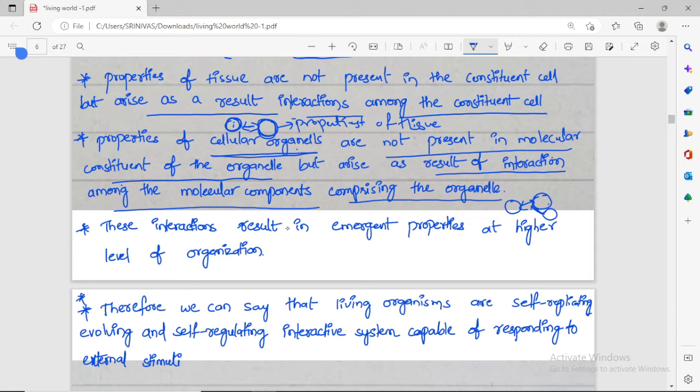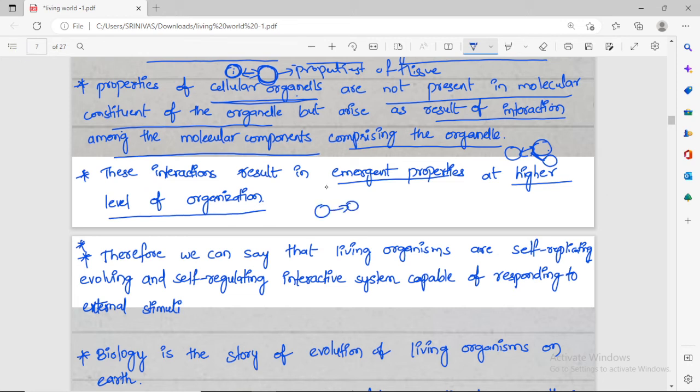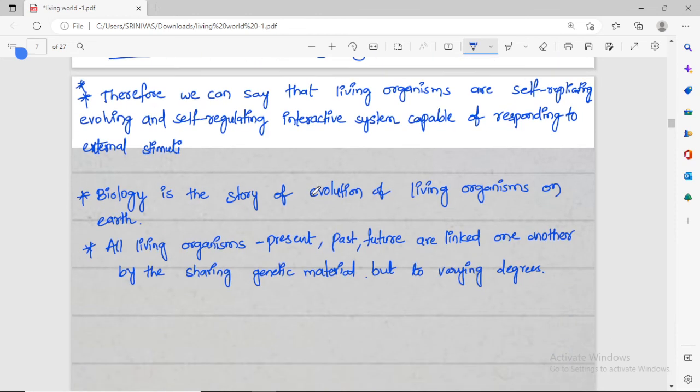Okay, understood? Next, these interactions result in emergent properties at a higher level of organization. They form emergent properties through higher levels of interactions. Okay.